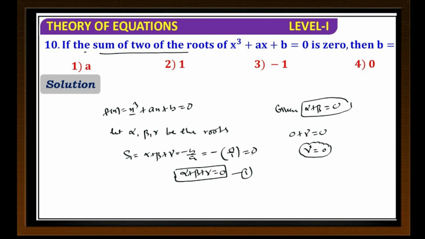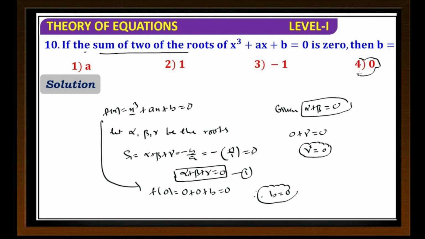Now if you substitute gamma in f of x, in the place of x write down the gamma value, that is 0. So you will get 0 cube plus a into 0 plus b equals 0. Therefore b equals 0. So the fourth option is the right option.